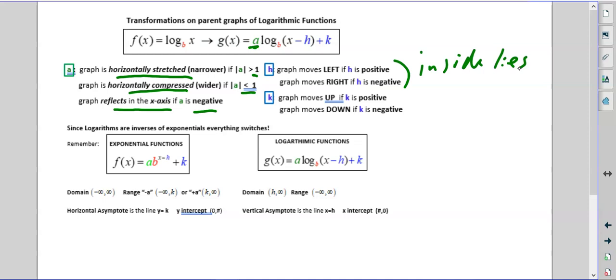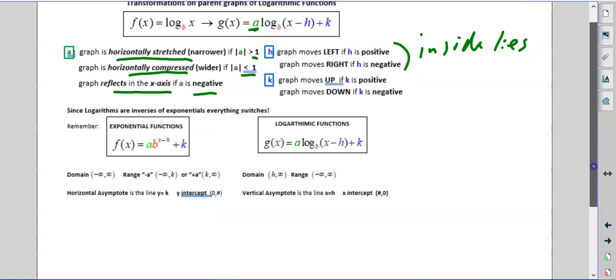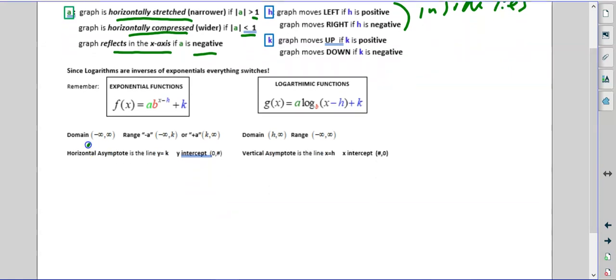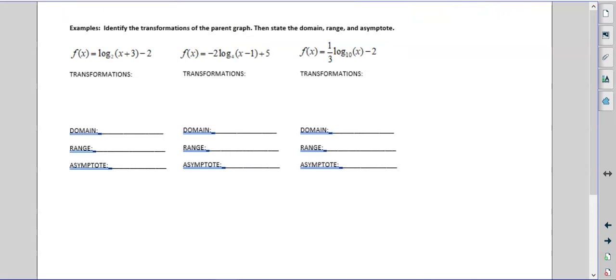Okay? So since logarithms are inverses of exponentials, everything switches. So like we talked about, for exponentials, domain is always negative to positive infinity. This time it's range. The range before used K. The domain this time is going to use H. Horizontal line for the asymptote before, vertical line for the asymptote now. So everything just switched. So here we go.